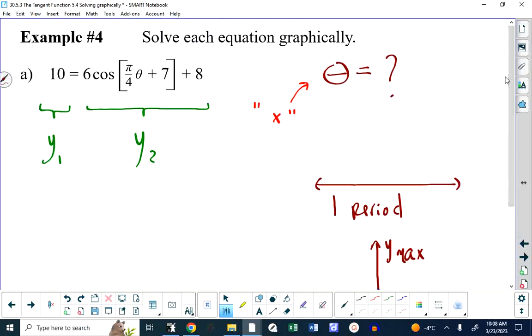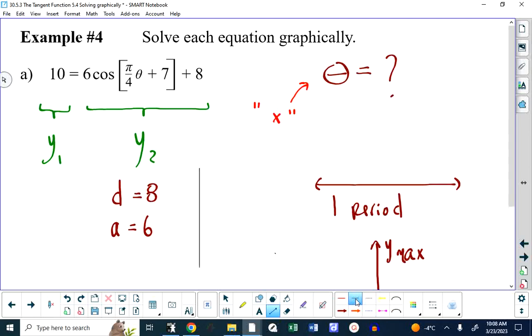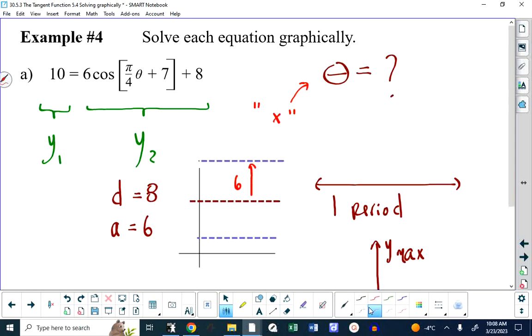You look at this and you say, for y2 anyway, d is 8, a is 6. What that means, and I'm going to construct just a little tiny graph here, is that up at 8 will be the middle of the graph, and it will go 6 above and 6 below. This is 6, this is 6, and this is at y equals 8 because 8 is d. So if I take 6 away from 8, that gives me 2. If I add 6 to 8, it gives me 14. I would probably go from 0 to 16 for y.